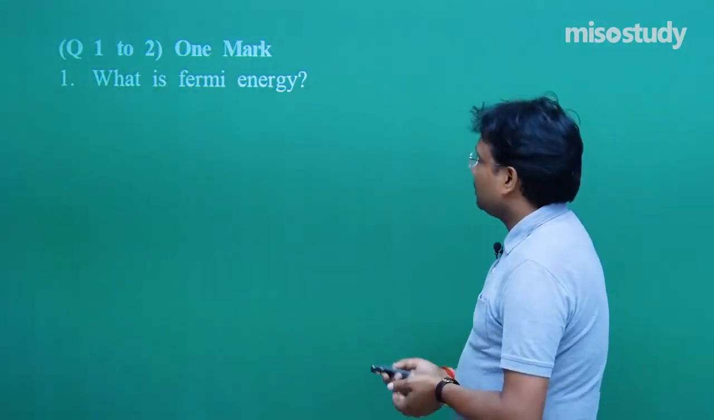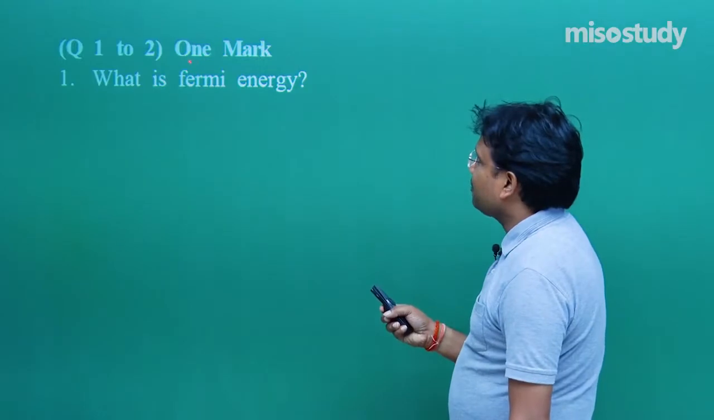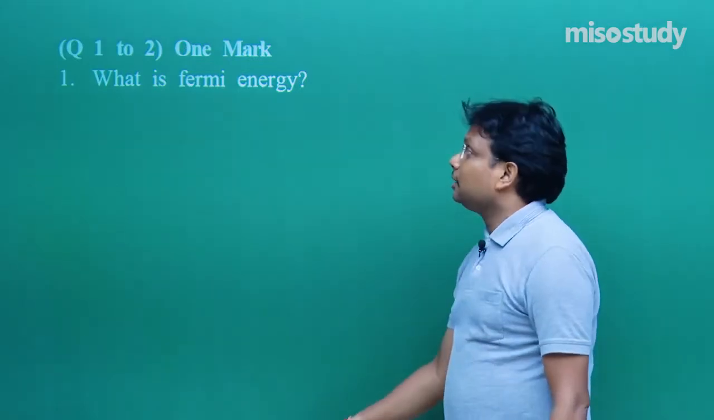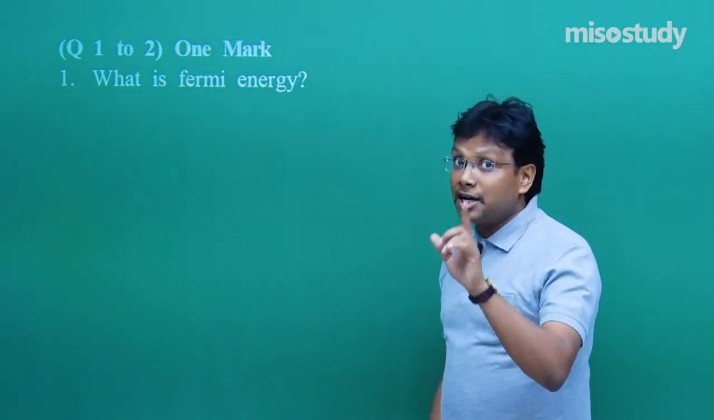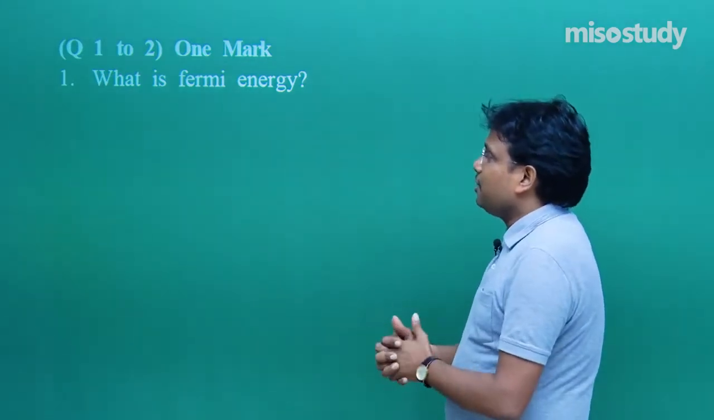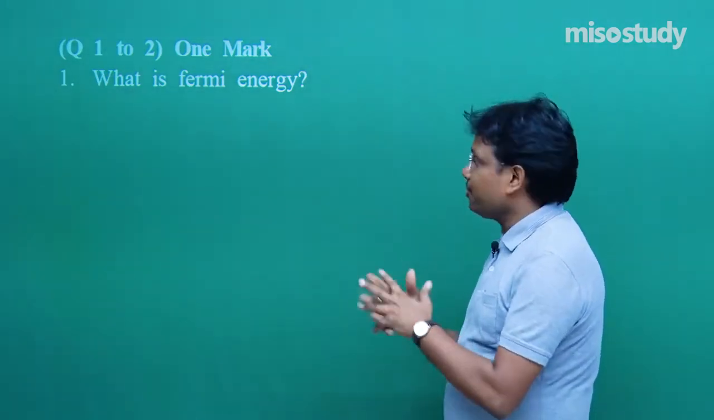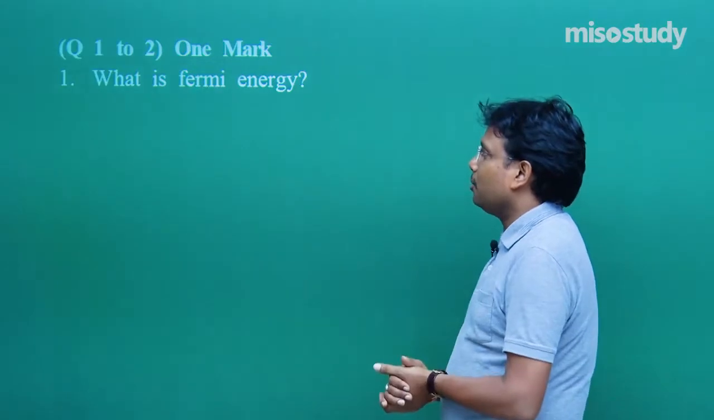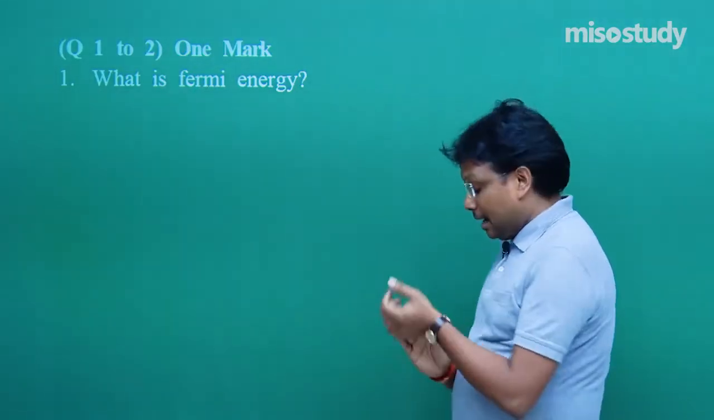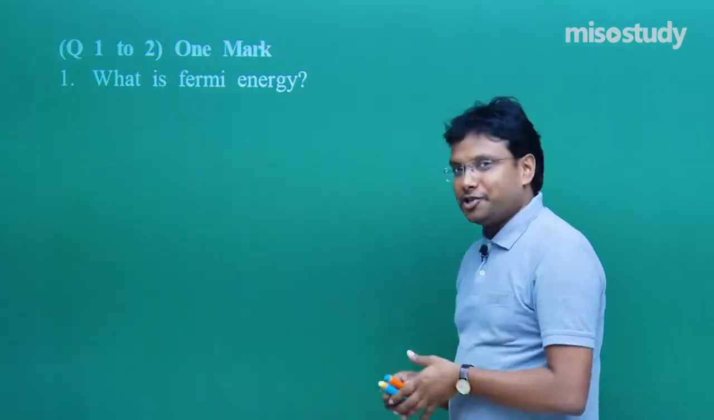So, here the most important aspect is this thing. If you try to recall, in each of my PPTs, I always mention that first read the instructions carefully. Fine. So, the first question is for 1 mark, that comes now already on your computer screen, that is, what is Fermi energy? Now, why I picked this question?